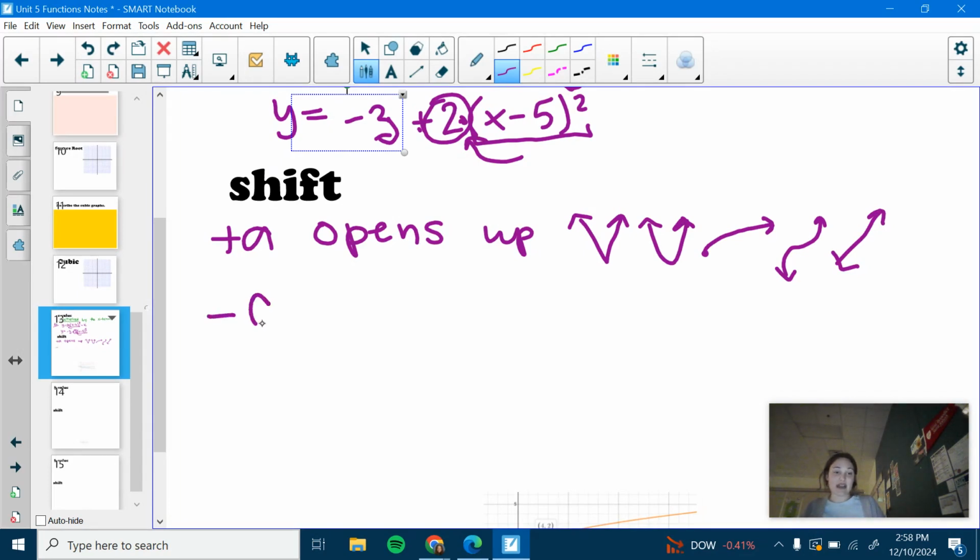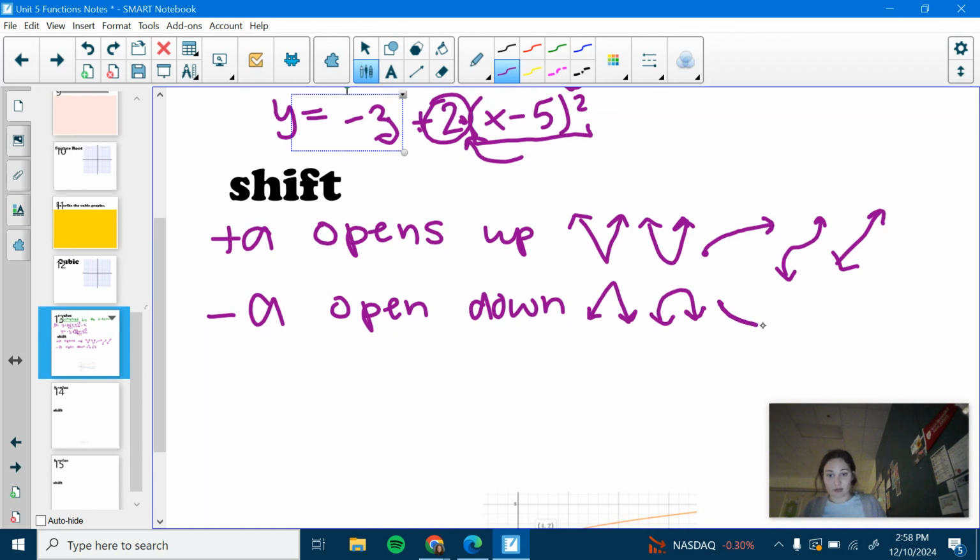Now if I have a negative a, my graph is going to open down or do the opposite of all those things. So instead of pointing up, we point down. Instead of opening up, we open down. Instead of arching up, we arch down. From going lowest to highest, now we're going highest to lowest. Okay? So our a has been switched, and so it flips upside down.